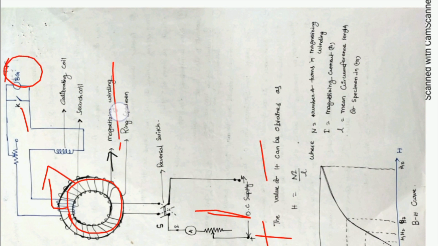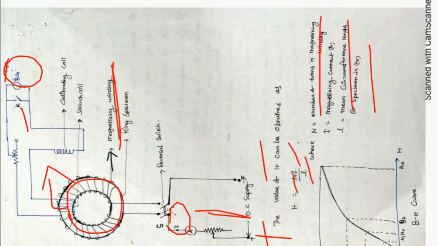Now, the number of turns on the magnetizing winding on the ring specimen is N. NI by L gives the magnetic field strength inside the ferromagnetic material, where N is the number of turns in the magnetizing winding, I is the magnetizing current, and L is the mean circumference length of the specimen in meters. From that, we measure the BH curve.